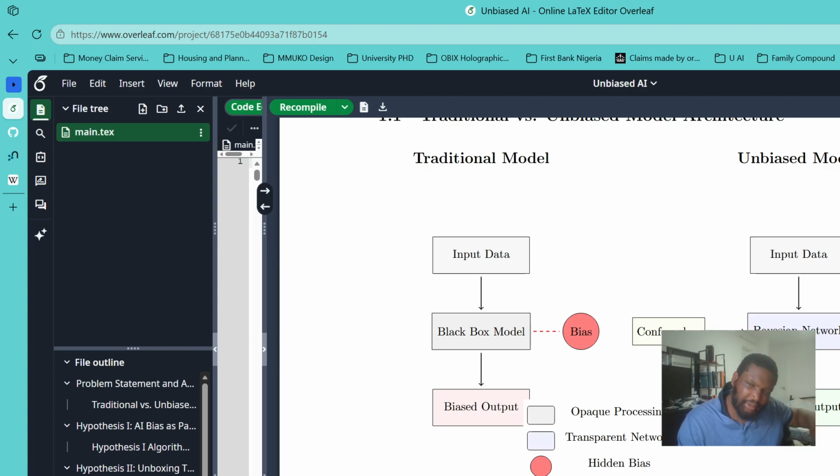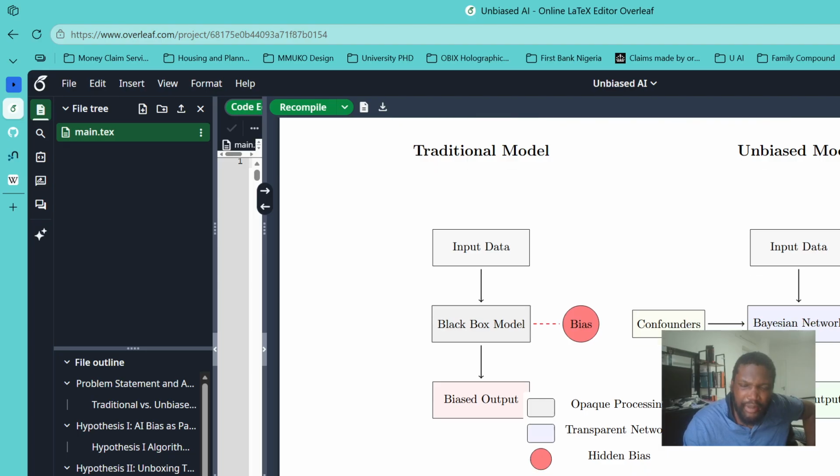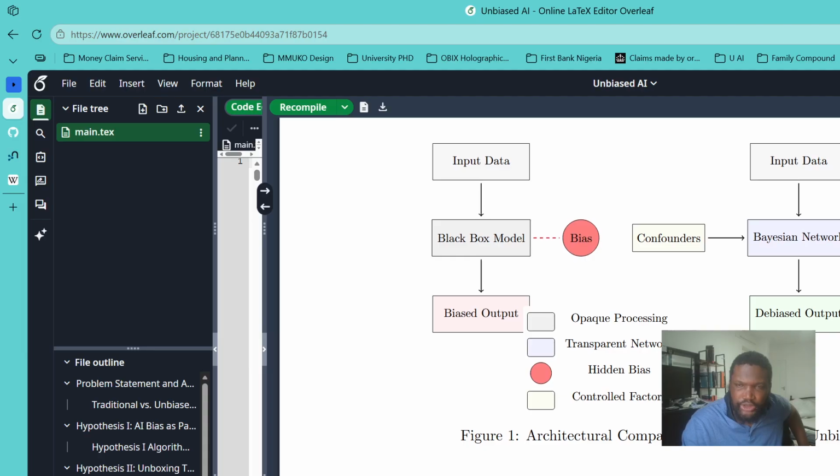A bias parameter. I can't remember what this was. Yeah, how do I define a bias parameter here? So you have the input data fed into the Bayesian network, and the Bayesian network has a device based on the bias parameter.